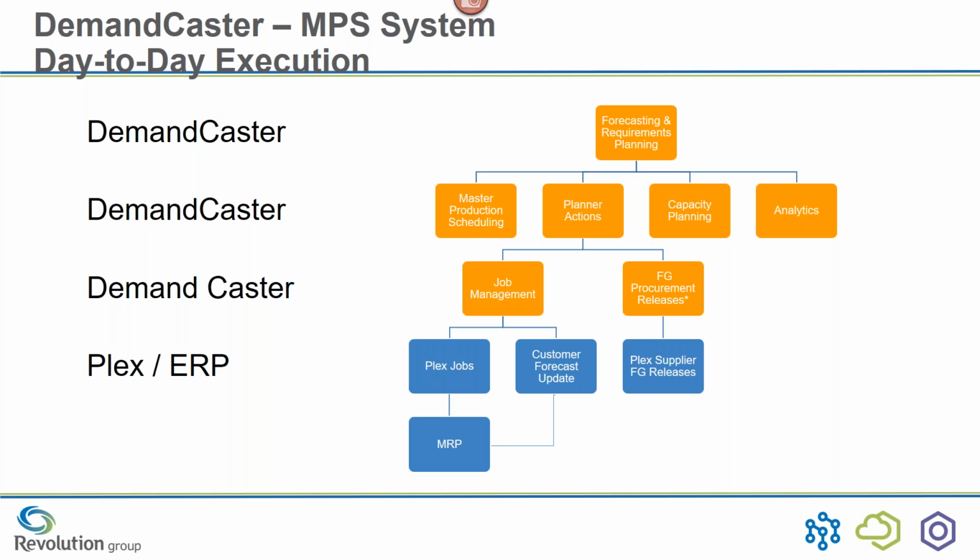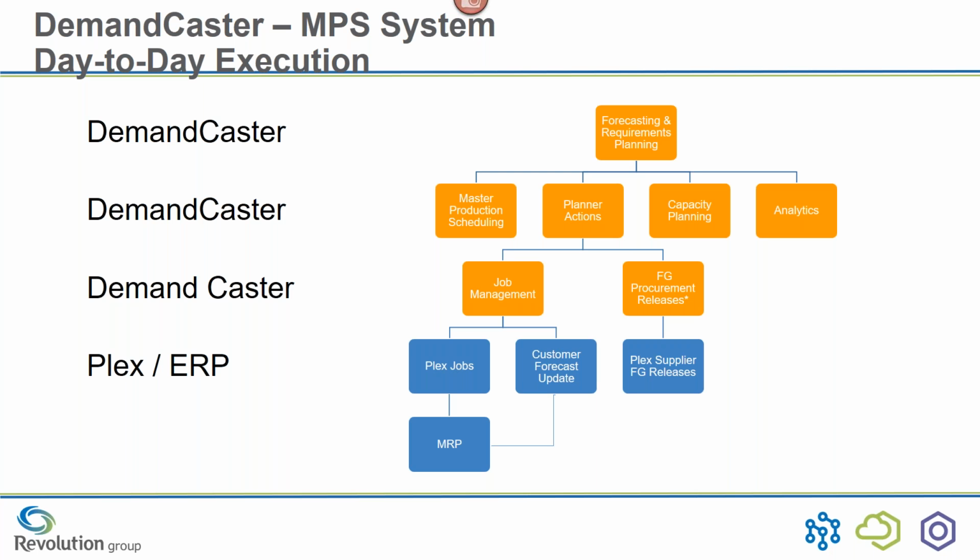And the ones outside of your firm horizon actually can update your customer forecast. And if you have that integrated into MRP and PRP, you'll see the future demand for that as well. So that's where, at this point, you would get your component demands and be able to run your MRP based off your forecast that you've got in your MPS system and DemandCaster.